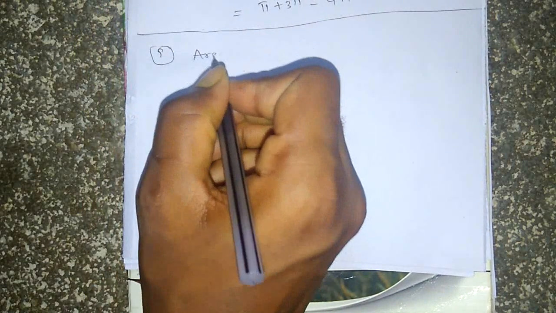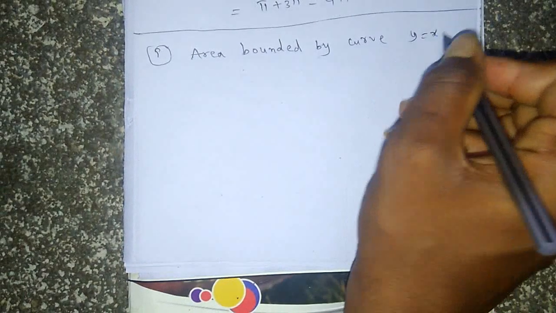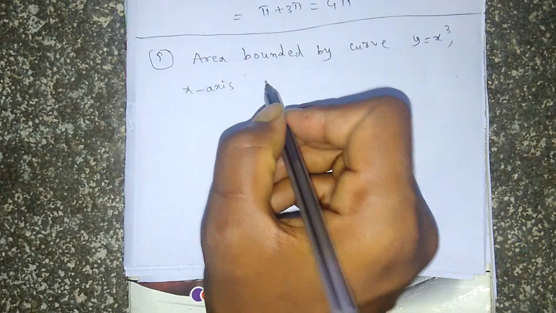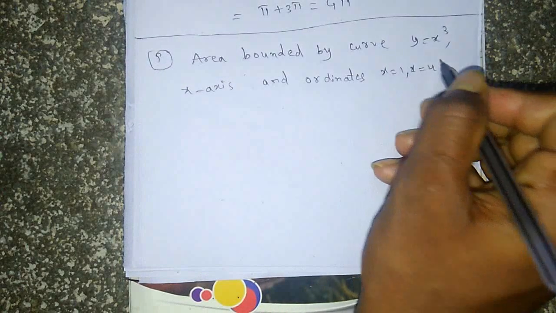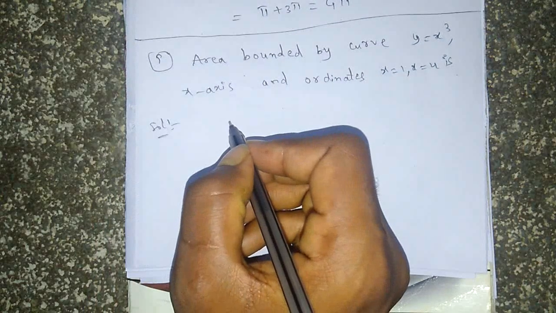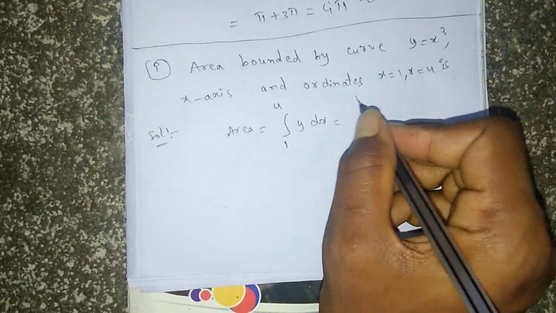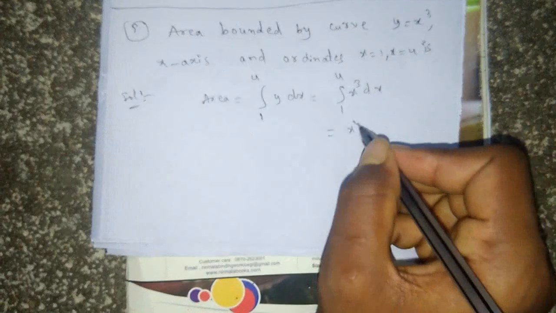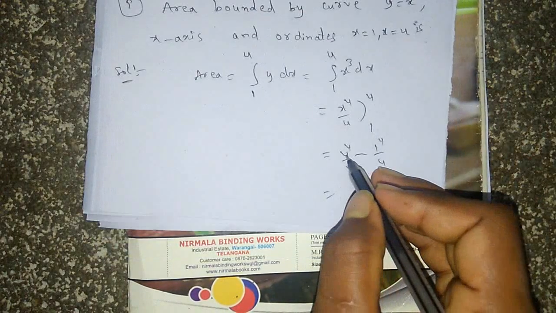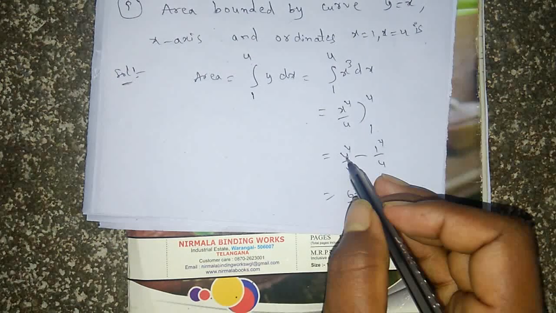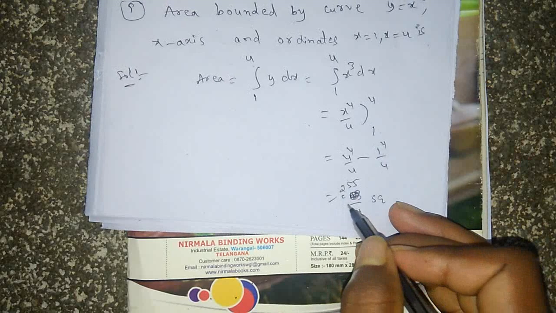Our next problem is the area bounded by the curve y = x³, the x-axis and the ordinates x = 1, x = 4. The required area is integral 1 to 4 y dx, integral 1 to 4, y is given as x³ dx, that is x⁴ by 4, 1 to 4, that is 4⁴ by 4 minus 1⁴ by 4. 4 fours are 16, 16 fours are 256, no, it's not 63, it is 255/4 square units.